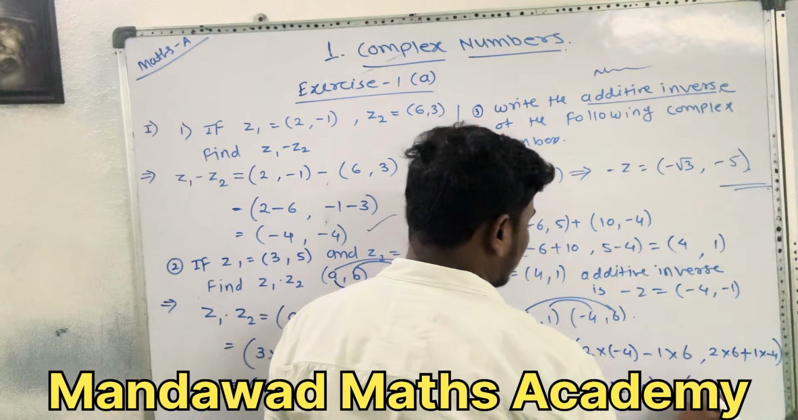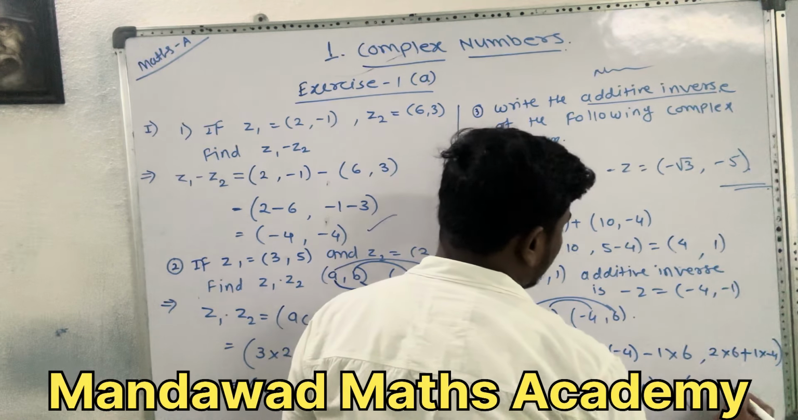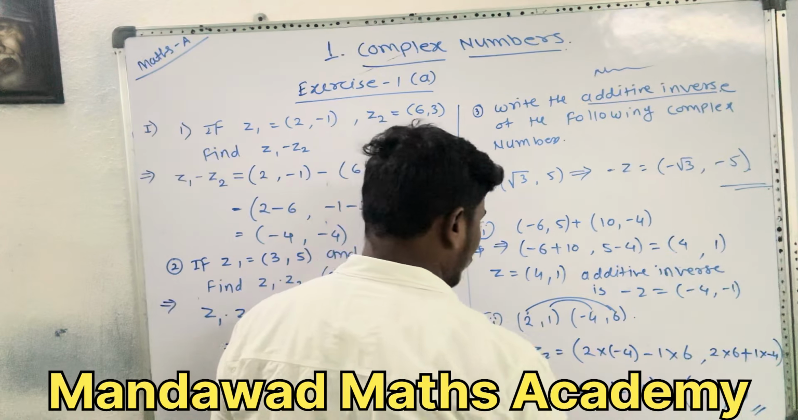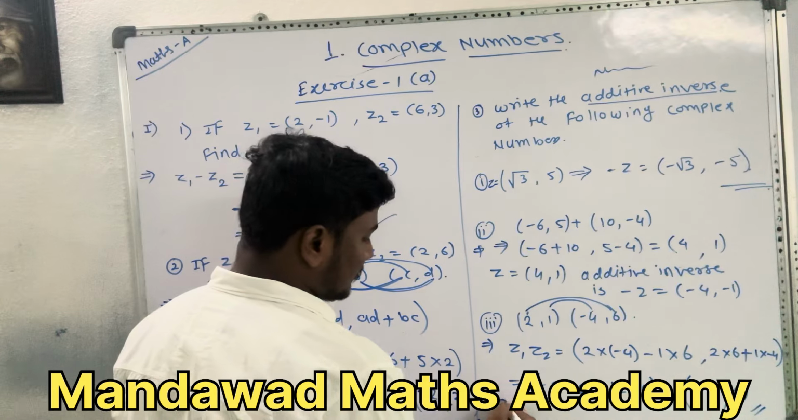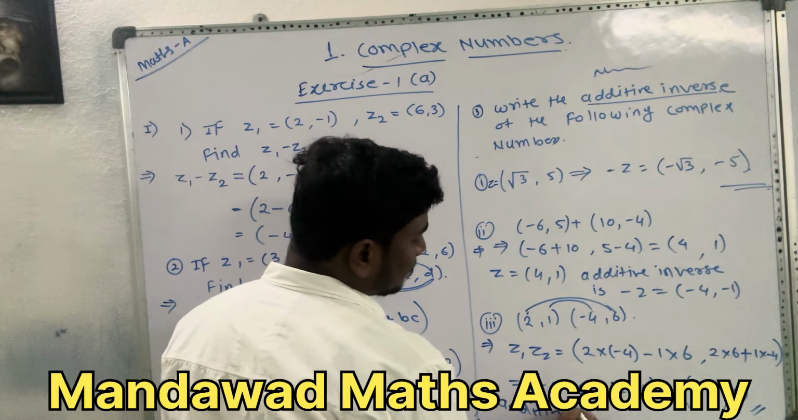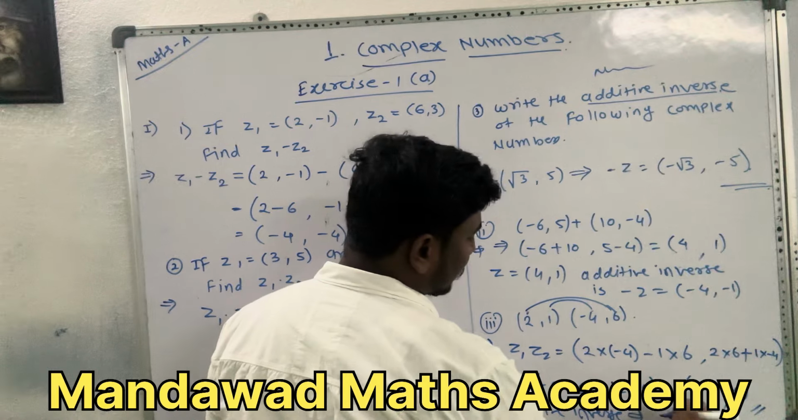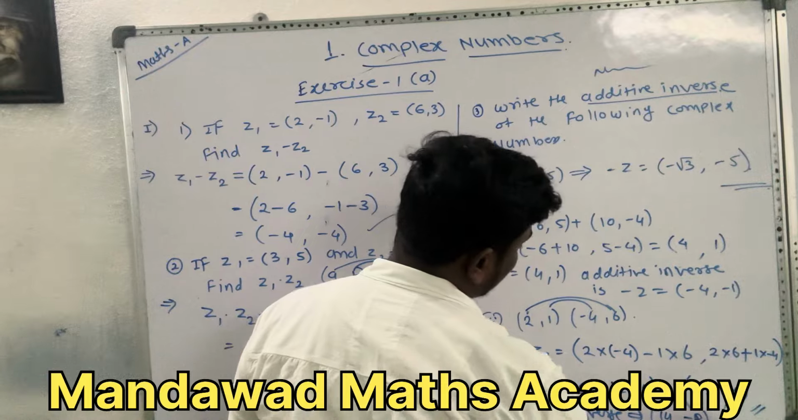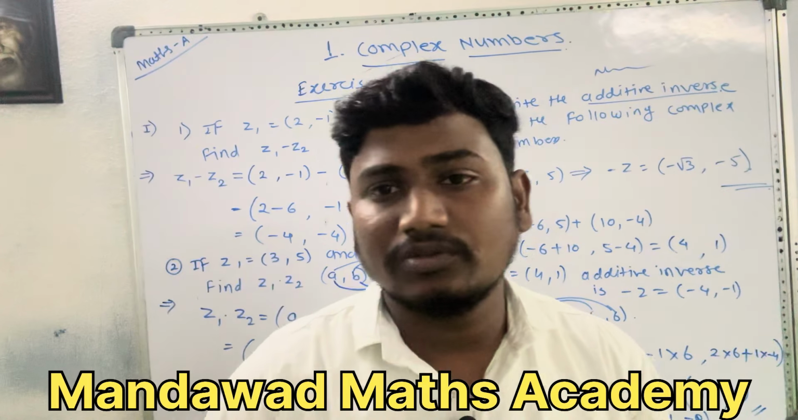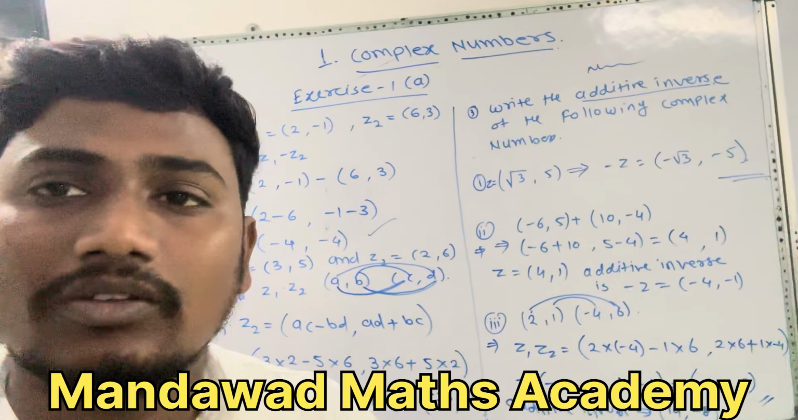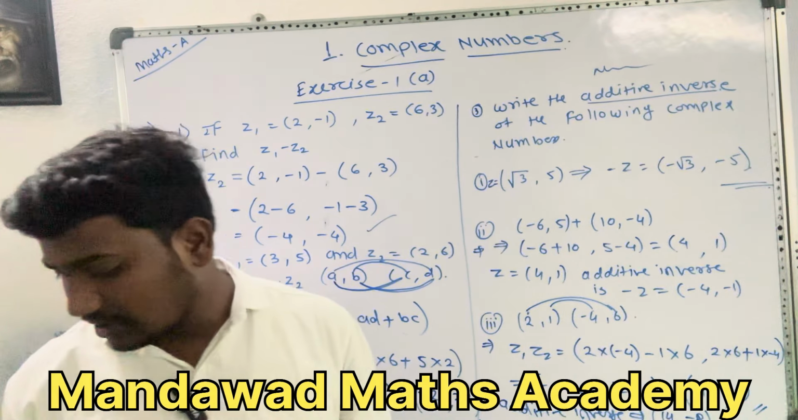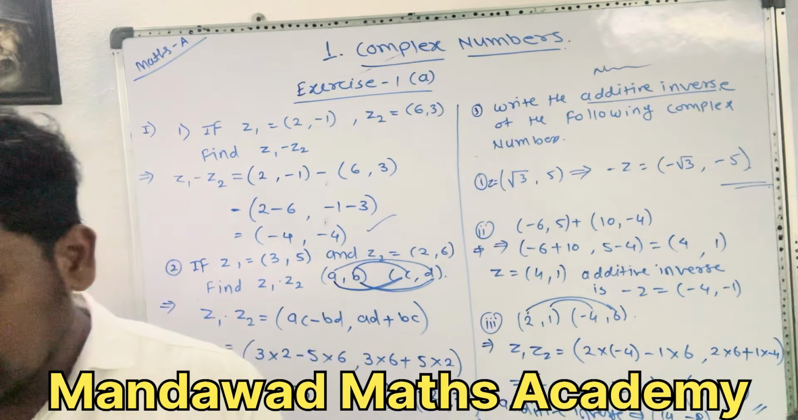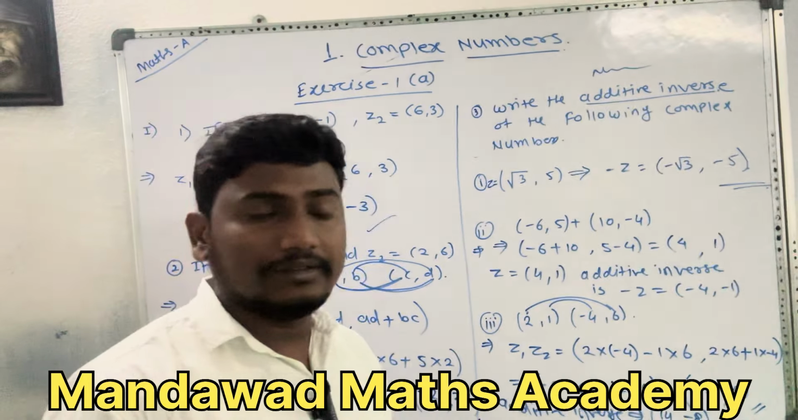Minus 8 minus 6 is minus 14, and 12 minus 4 is 8. So this is z1 into z2. What is the additive inverse of z1 into z2? We take the opposite sign: minus 14 becomes plus 14, and plus 8 becomes minus 8. So (14, -8) is the additive inverse of the given question. Is it okay? So this is about the first Roman; 3 questions completed. We can start the second Roman.